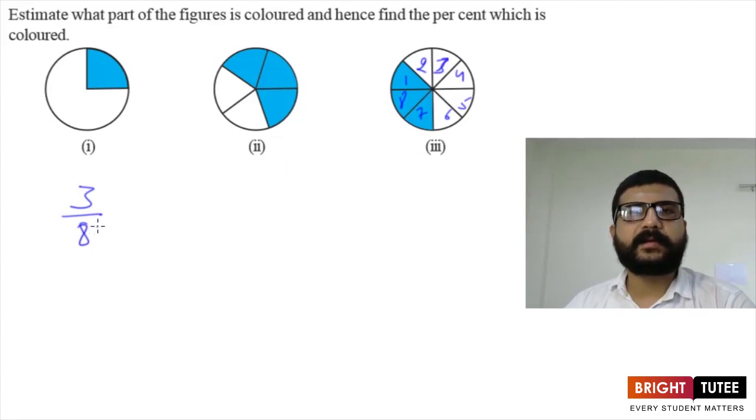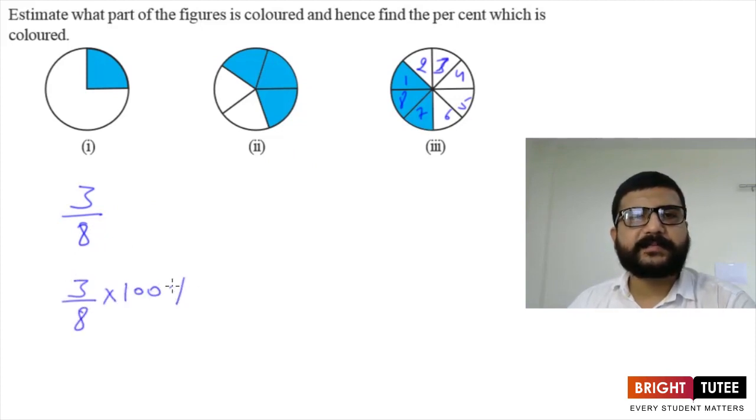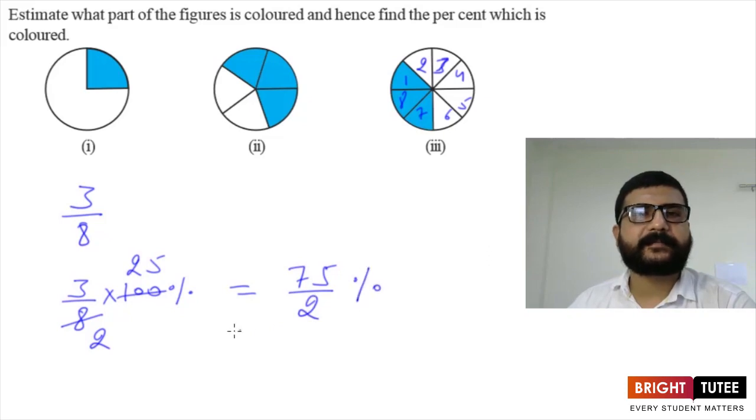Now what we have to do? We have to convert this into a percentage. So what we will do for that? We will simply multiply the given fraction with 100. Now this becomes percent. Now let's simplify this. 4 2s are 8. 4 into 25 gives us 100. Now 3 into 25 will be 75 divided by 2%. Now what is 75 divided by 2? It will be 37.5%.